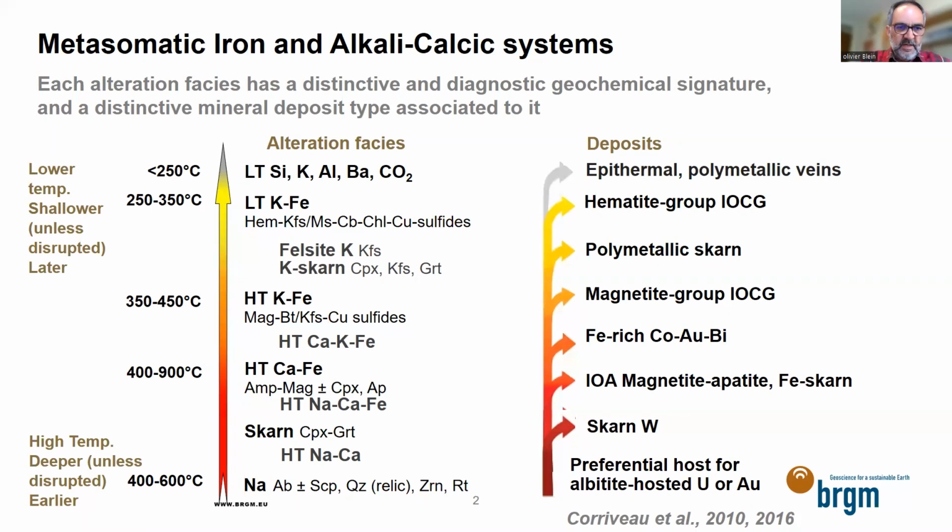For example, associated with high temperature calcic iron alteration, there is an iron oxide apatite deposit; with high temperature potassic iron alteration, magnetite group IOCG; with low temperature potassic iron alteration, hematite group IOCG.